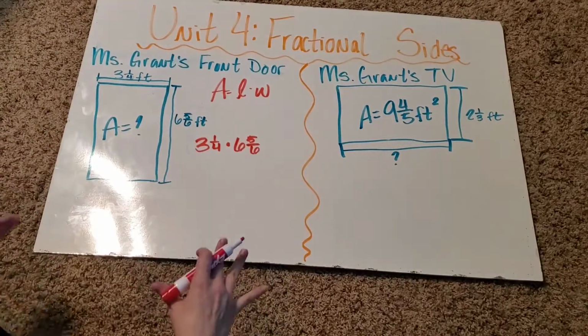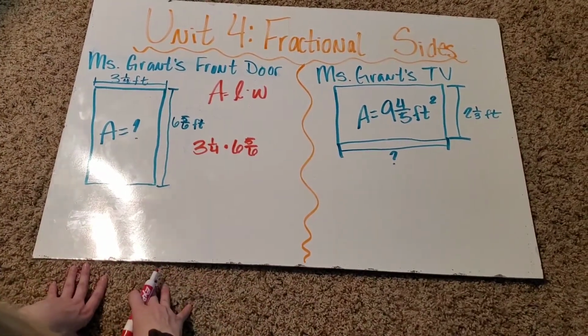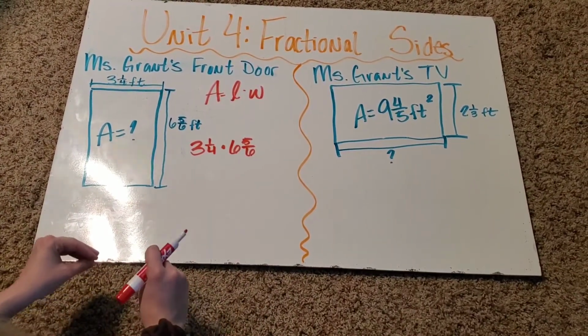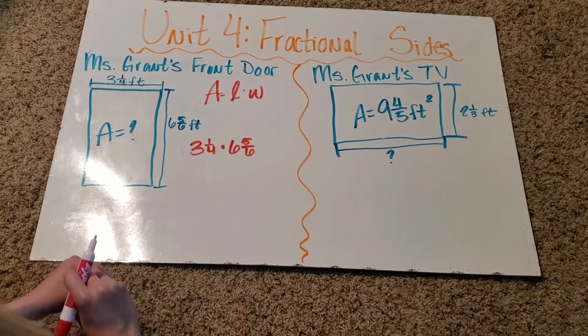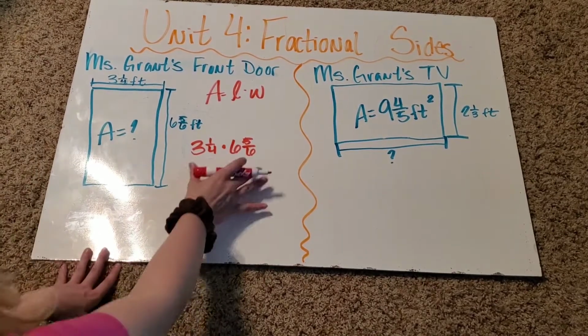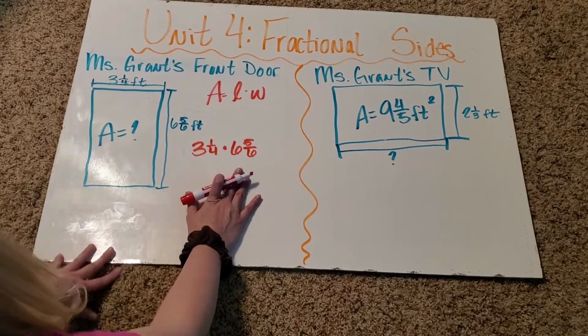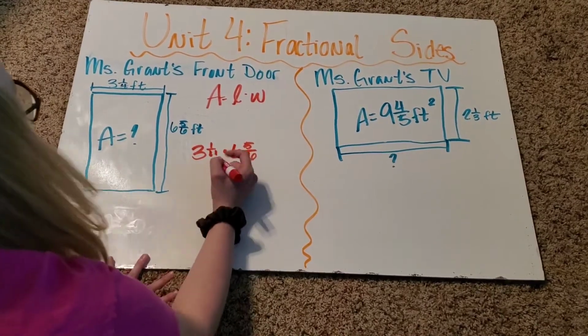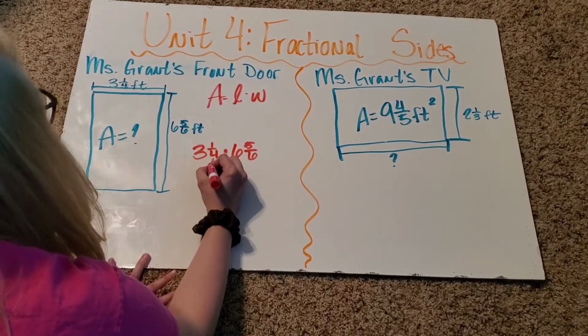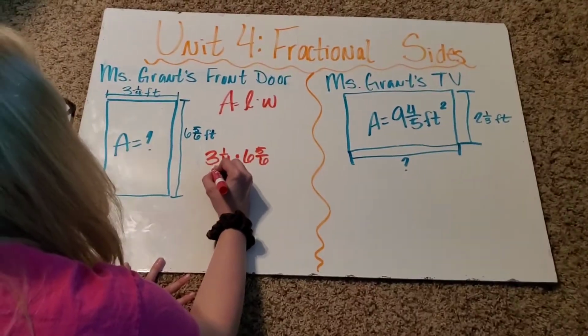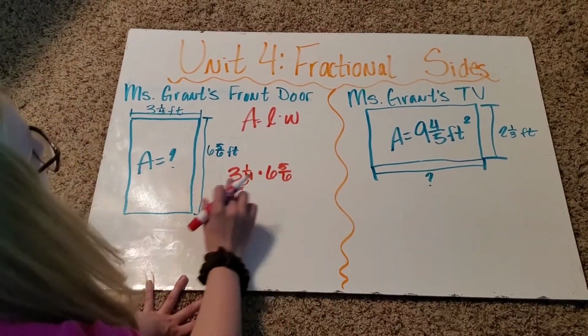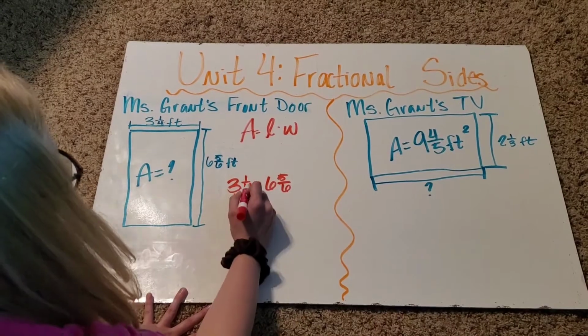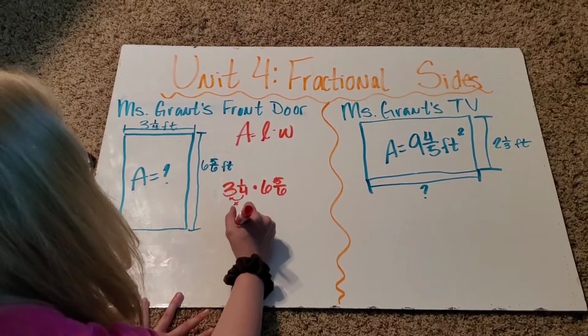So before we can go any further with multiplying, if we have mixed numbers, we have to turn them into improper fractions. So these are mixed numbers and we need to go ahead and turn them into improper fractions. The way you do that is you take the denominator or the bottom number and you multiply it by the whole number you have. So 4 times 3 is 12.